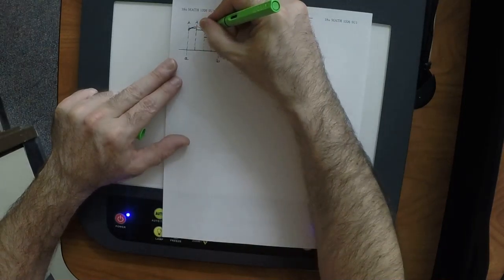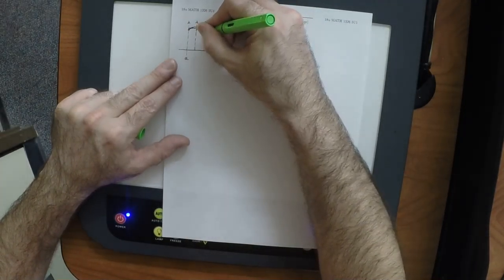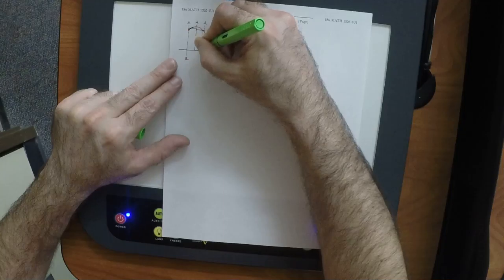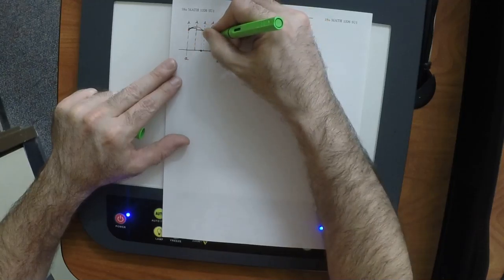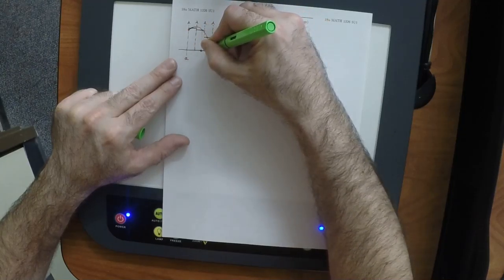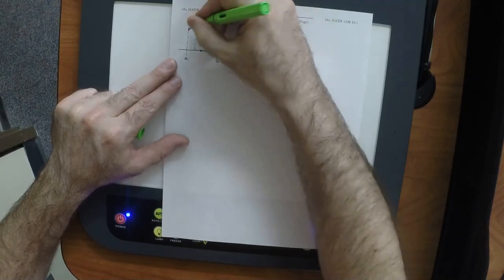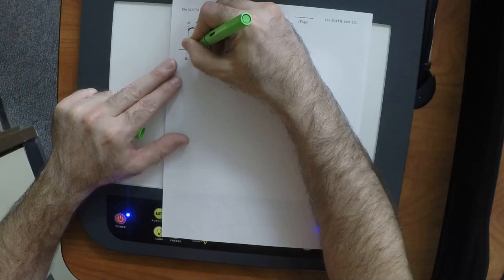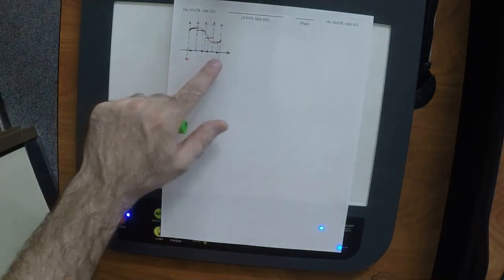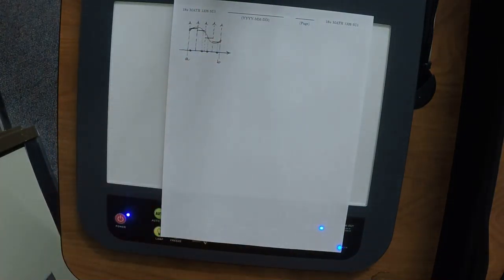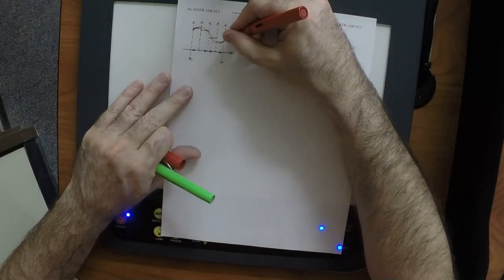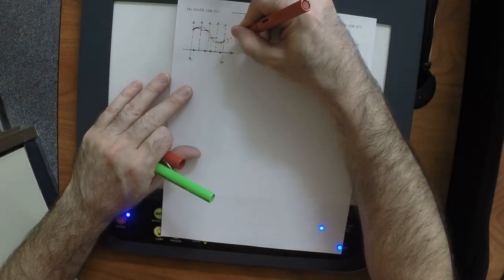So that corresponds to a sampling down here. We sampled at that point. We sampled at that point. At that point. And at that point. Okay, so then this is a plot of y is f of x.